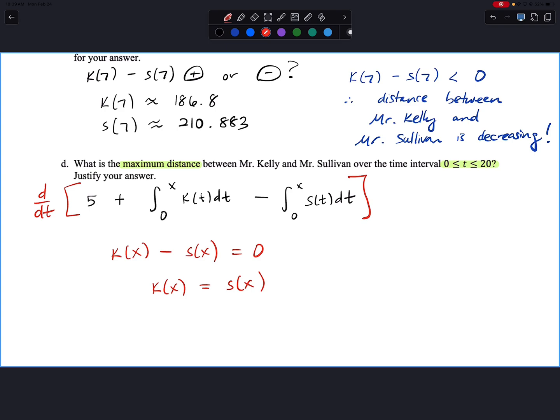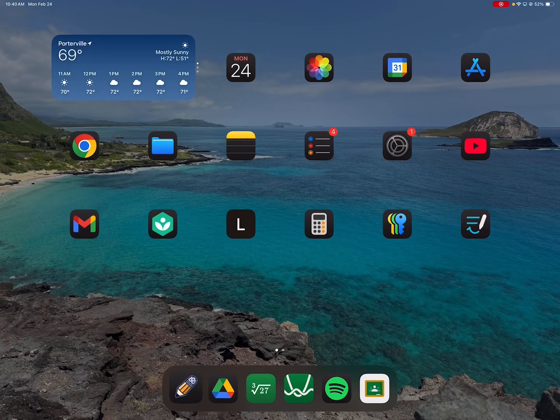How do I know when two functions equal 0 on my calculator? When they intersect. Don't we already have these in our calculator? Okay, so let's go back to our calculator.